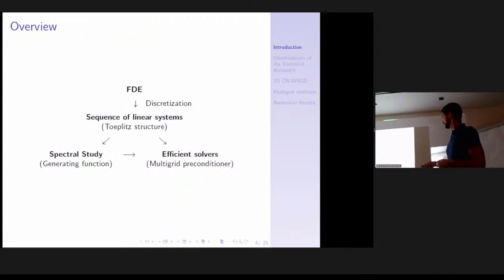And so first we will discretize the fractional diffusion equation. In the case of constant diffusion coefficients, we will obtain a sequence of linear systems. Each linear system will have a Toeplitz structure. We will exploit the generating function to have an idea of the spectrum of the Toeplitz matrices, and we will use the spectral study and the Toeplitz structure to design an efficient multigrid preconditioner.